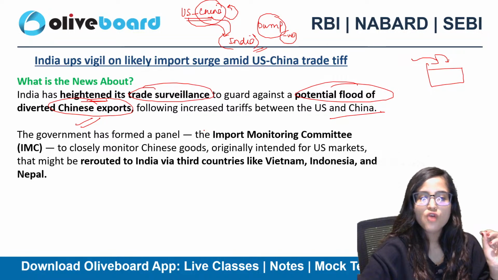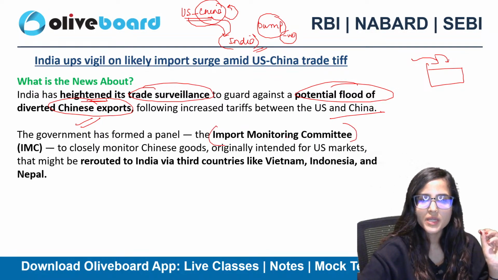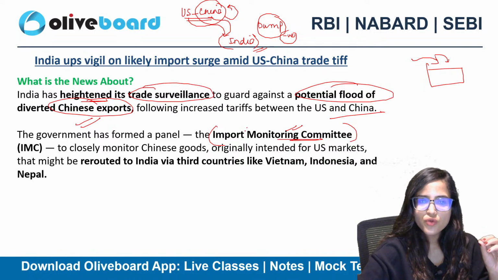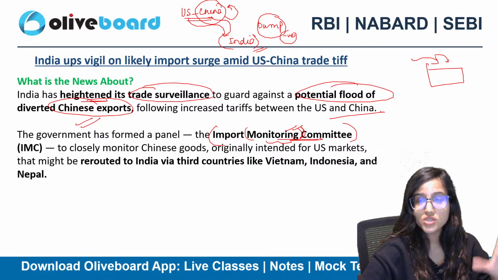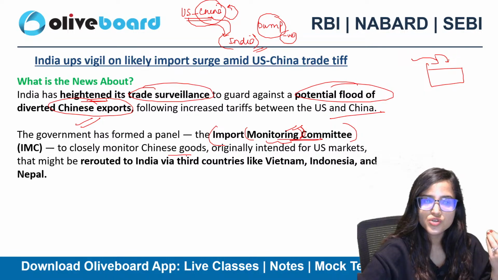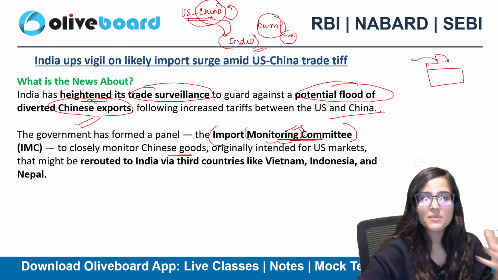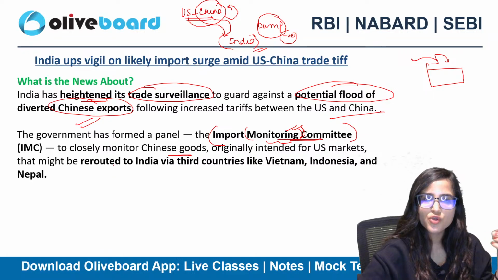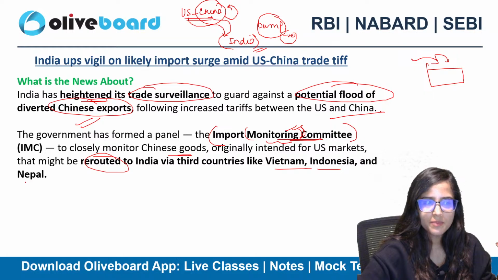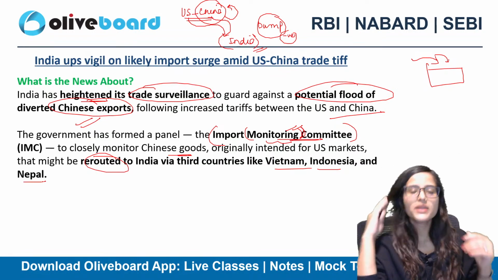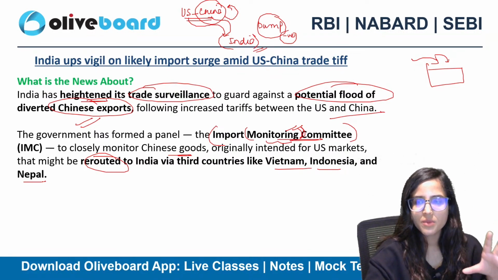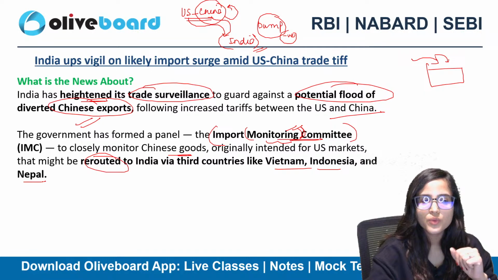That is why the government has formed this panel, the import monitoring committee. So the government has formed this panel, called the import monitoring committee, and it is going to monitor the imports coming into India very carefully, what kind of imports and what kind of Chinese goods are coming in. China may not directly supply it to us, but it is going to reroute the products to India through third parties like Vietnam, Indonesia, and Nepal. That is why we have this import monitoring committee, which is going to monitor the kind of goods coming into India.